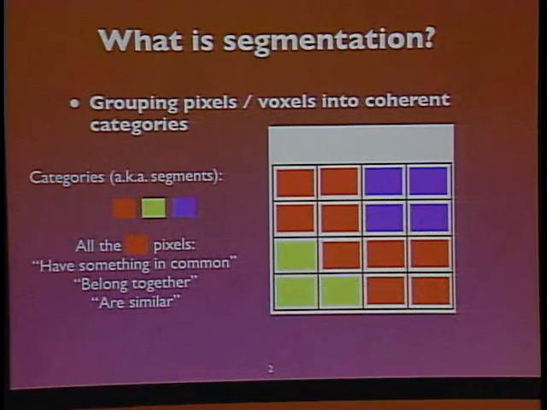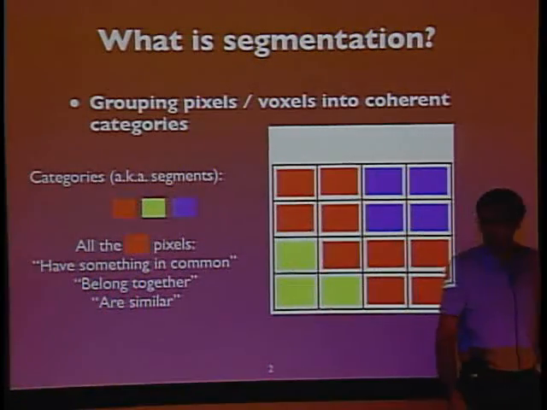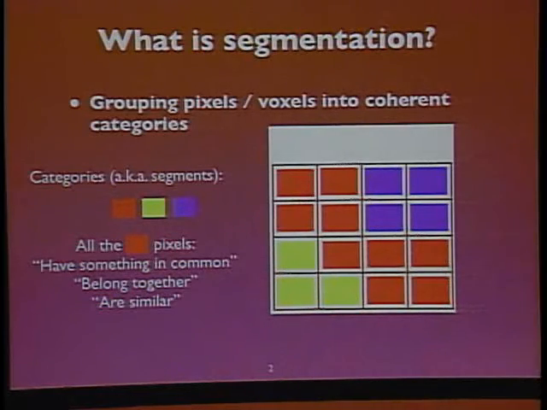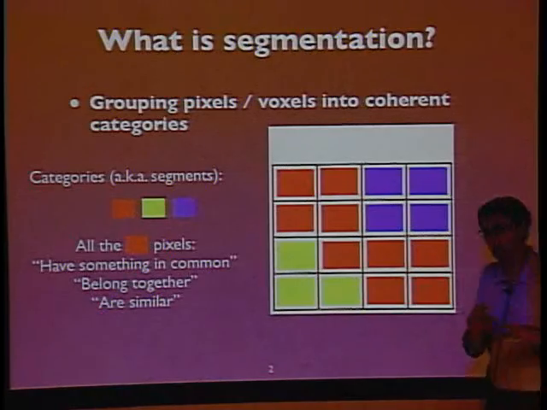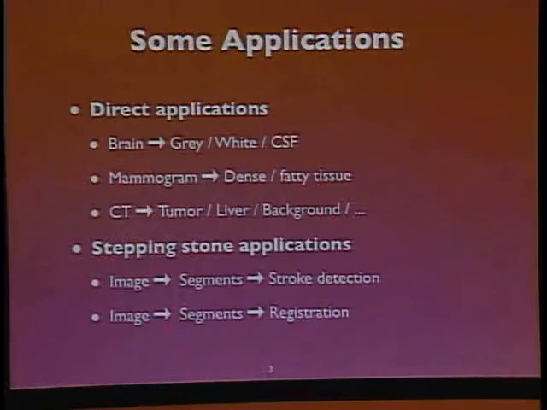Well, this is where it's vague, okay? Because different people have different senses of why pixels should get put into the same category, but the idea is that it's a low-level reason. All of the pixels in the same category have something in common. They belong together. They are similar. They hang together in some sense that is for you, the engineer, to decide. So all pixels in the same category belong together.